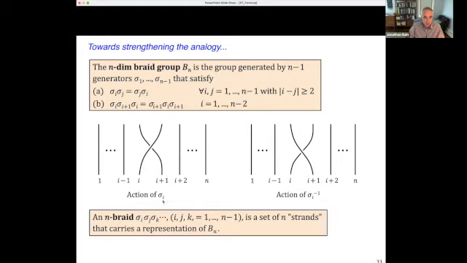Such that the action of the ith generator, sigma sub i, on the ith strand is to twist it counterclockwise about the i plus one strand. Right? And the action of the inverse of the ith generator is to reverse that, to twist the ith strand clockwise about the i plus one strand. So an n braid given by a sequence of generators of the braid group can be thought of as a set of n strands that carries a representation of the braid group.